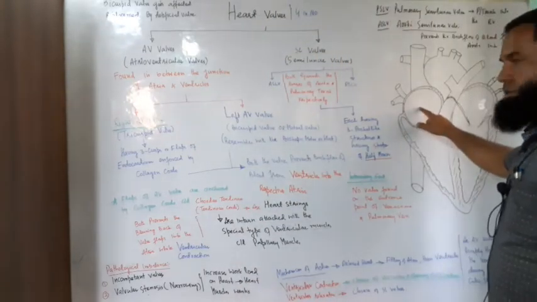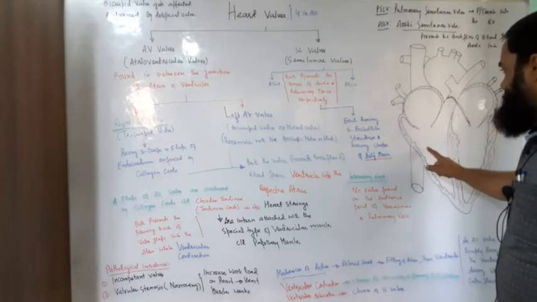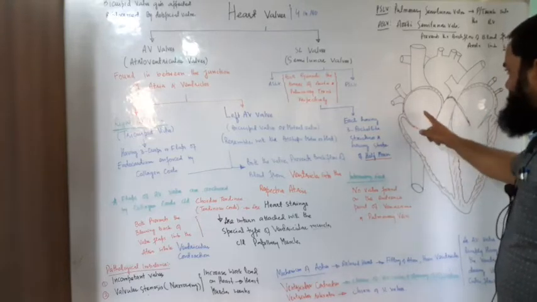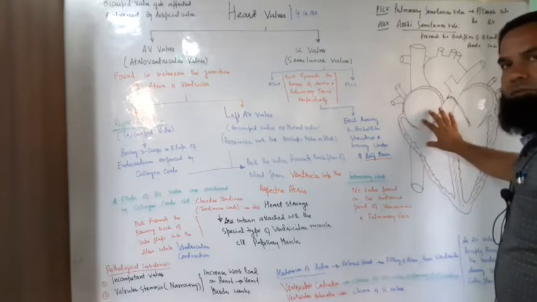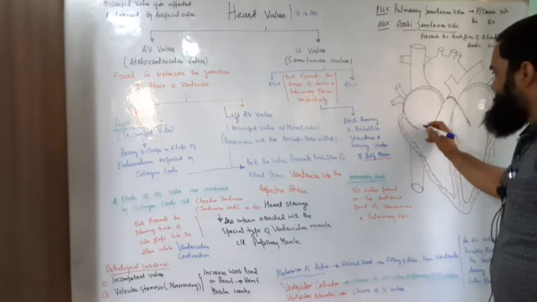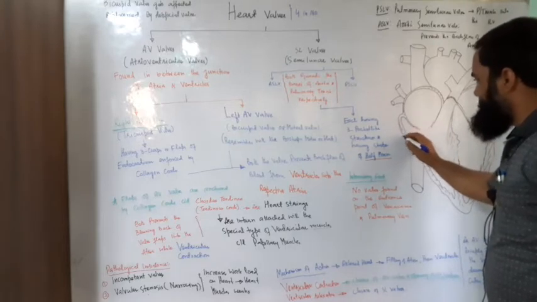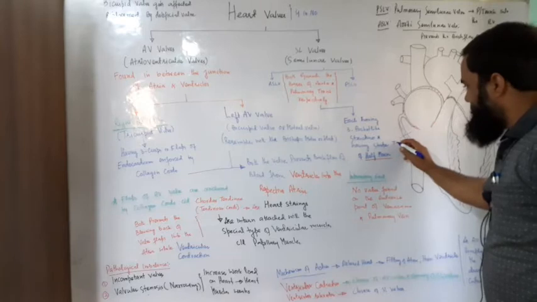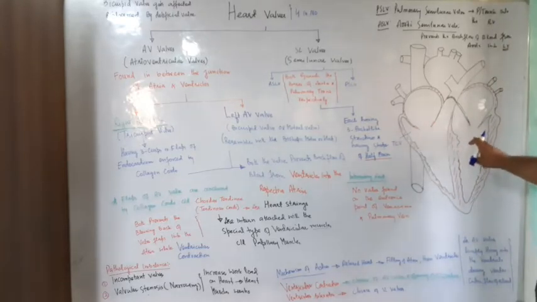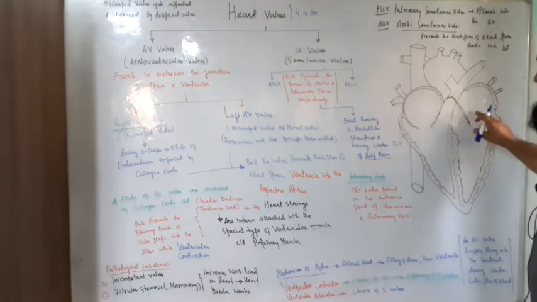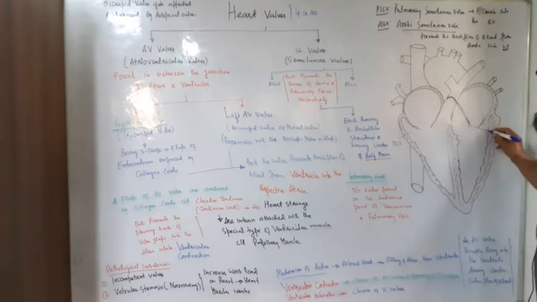This is the atrium, this is the right auricle, this is the left auricle, this is the right ventricle and the left ventricle. The right auricle and right ventricle are guarded by the valve called the tricuspid valve. Here I will write tricuspid valve. And on the left side of the heart, the valve in between the left auricle and left ventricle is called the bicuspid valve. That is also called the mitral valve.